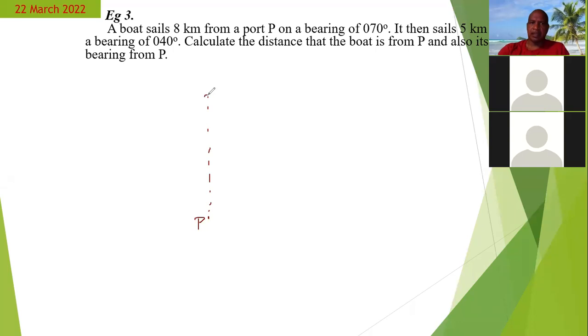All right, so let's say that's your north line. Yes, sir. Then it says from a port P on a bearing of 70 degrees, sir. So I estimated 70 degrees, moving clockwise. All right. One way in your estimation, because you know you have a north line, is to at least figure out the four cardinal directions. So you could actually put a plus, a horizontal and a vertical line, such that it gives you the cardinal directions. Then that could be a way of estimating.